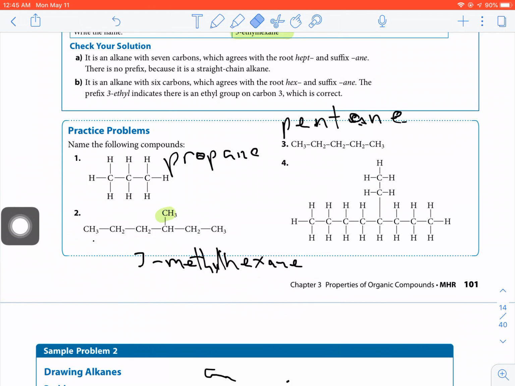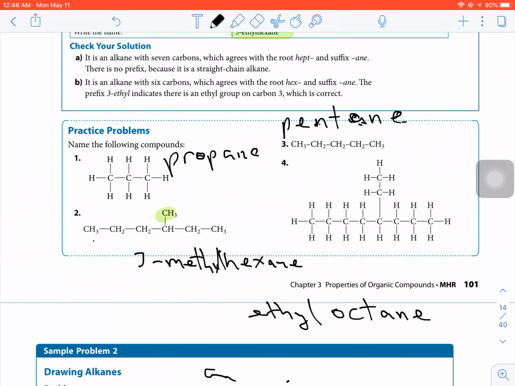If I look at the other molecule for number 4, I'm seeing that I have a chain which is 1, 2, 3, 4, 5, 6, 7, 8, which makes it octane. So I've named the 8 carbons that you see right there. Now there's a 2-carbon group. 2 carbons means ethane, but it's a branch, so it's ethyl. So it's ethyloctane, one word. And I need to say where the ethyl group is.